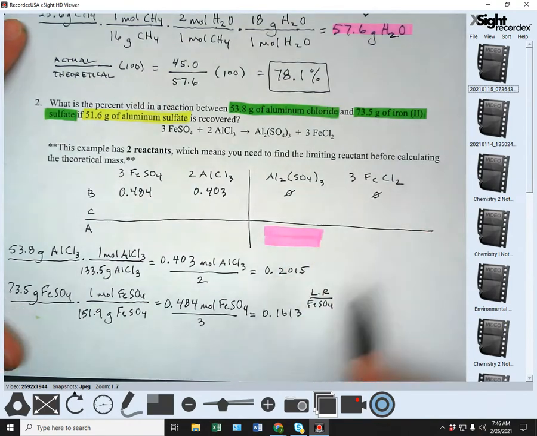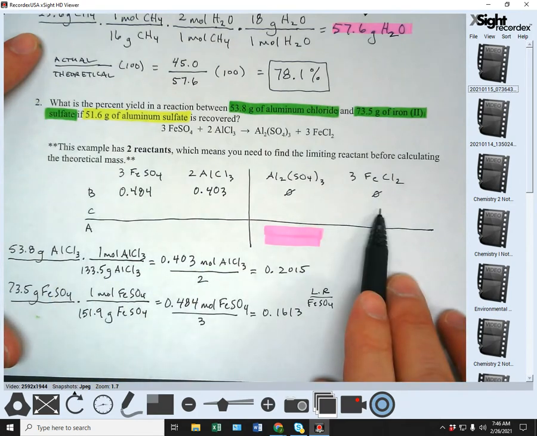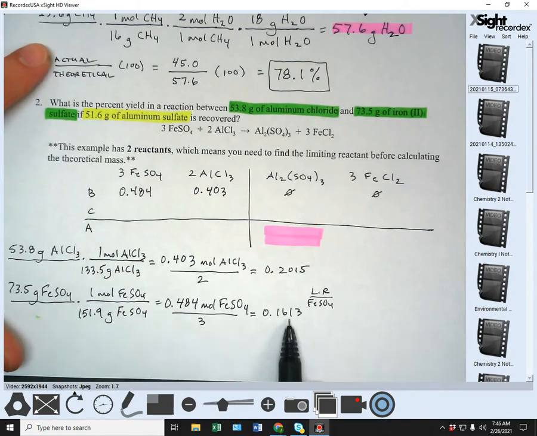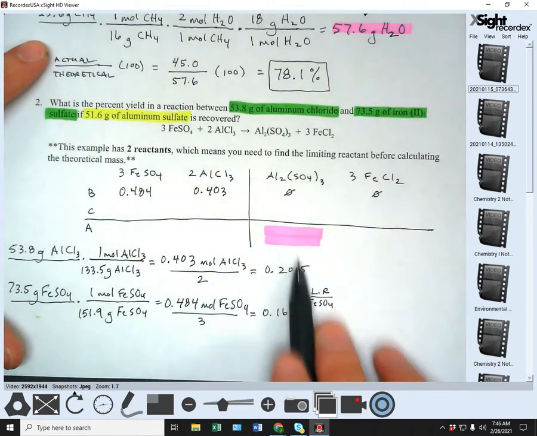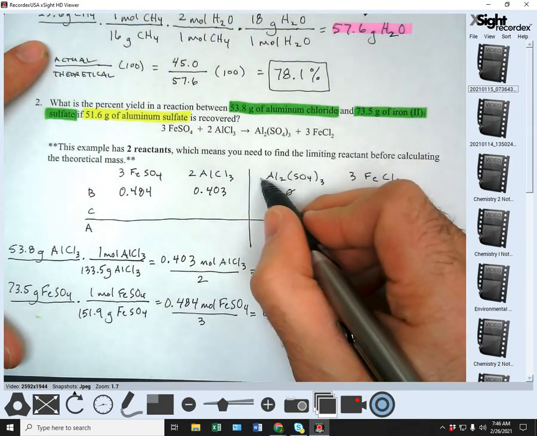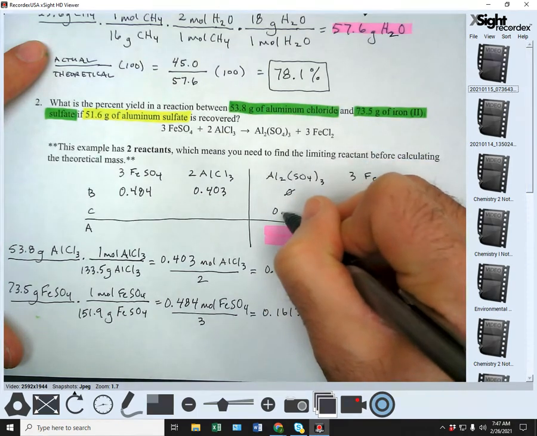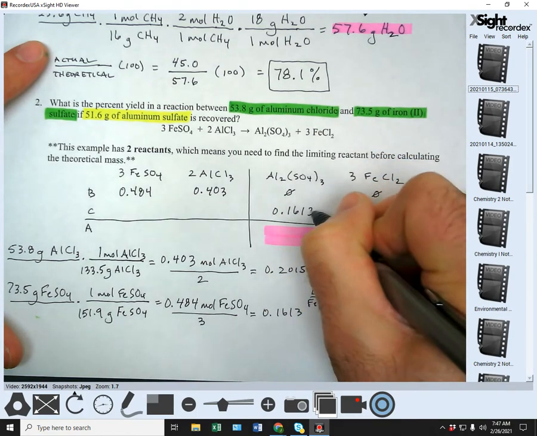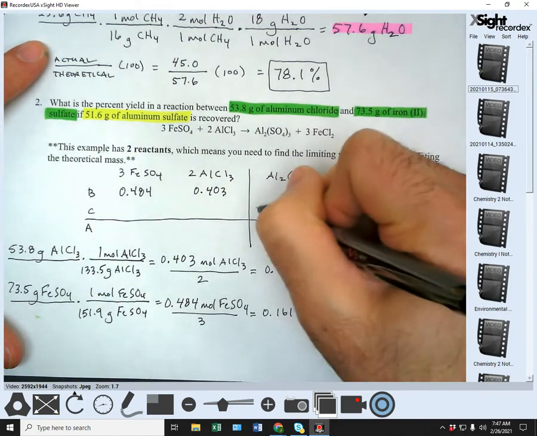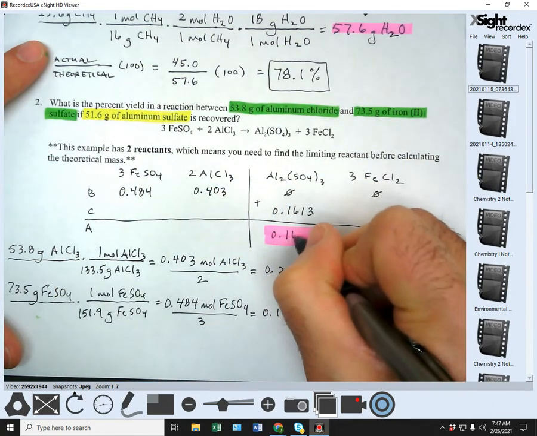Okay, so knowing what the limiting reactant is, to do the change row, remember it's the coefficient times the limiting reactant smaller number. But we only need this column. So I'm going to take the smaller number here times the coefficient in front of aluminum sulfate, which is a 1. So this is just going to be 0.1613. To get the after part, it's a product, so we add. Remember, subtract reactants, add products. So we add, so we get 0.1613.